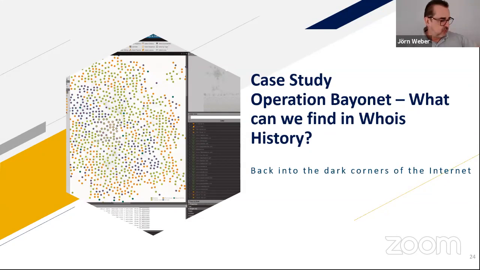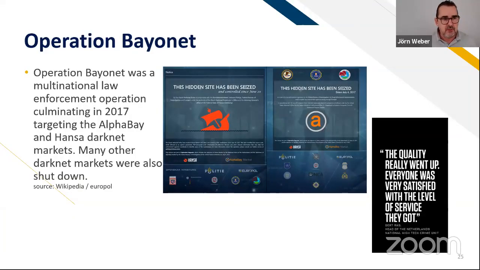Okay, so this is also a very short one. So I talk about Operation Bayonet. And here's also the question, what can we find when we talk about the dark corners of the internet? What can we find in Whois history? So Operation Bayonet was a multinational law enforcement operation where the Dutch police took over Hansa Market and controlled it. And the people liked it because the quality of the service was much better when the drug dealer was serviced by police officers. Well, they did not know that. And they were later arrested.